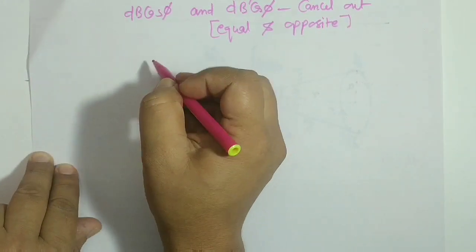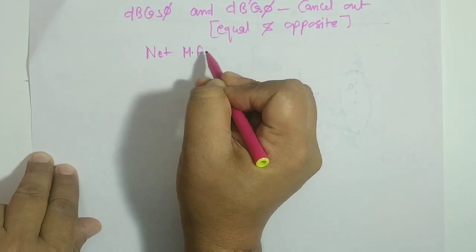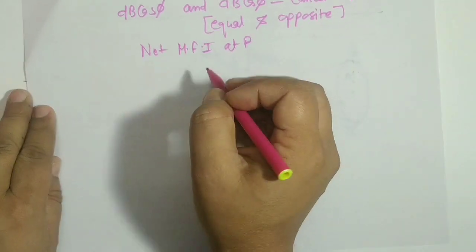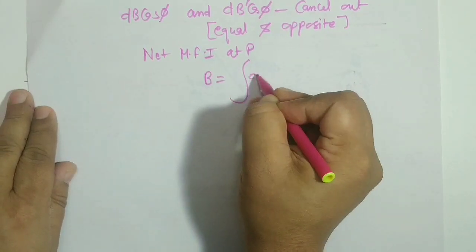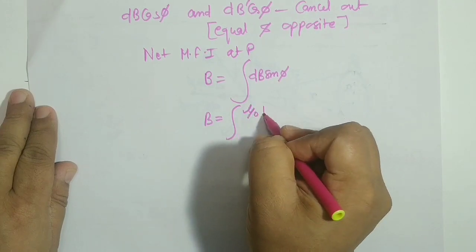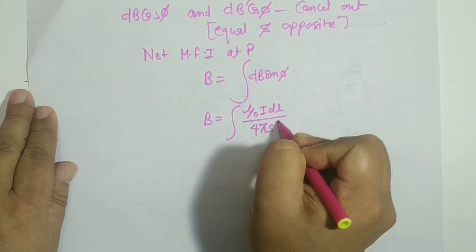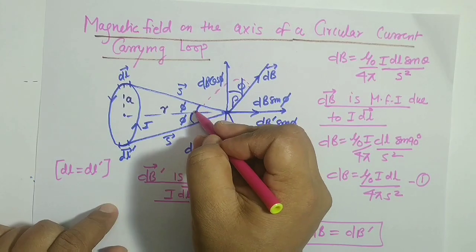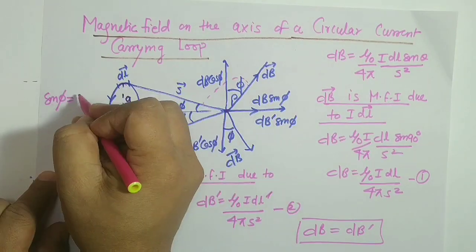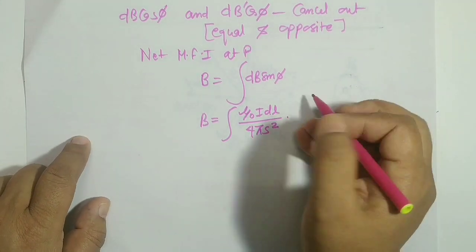And then you know that the net magnetic field intensity at P, that means at this point, will be due to dB sin phi. Are you getting it? At this point it is in this direction. So we will see that the net magnetic field B is the integration of dB sin phi. And all of you know what dB is, mu naught I dl upon 4 pi S square. And from here you can get the sin phi value. If you see, sin phi is perpendicular upon hypotenuse, A by S. So we can write sin phi as A by S.